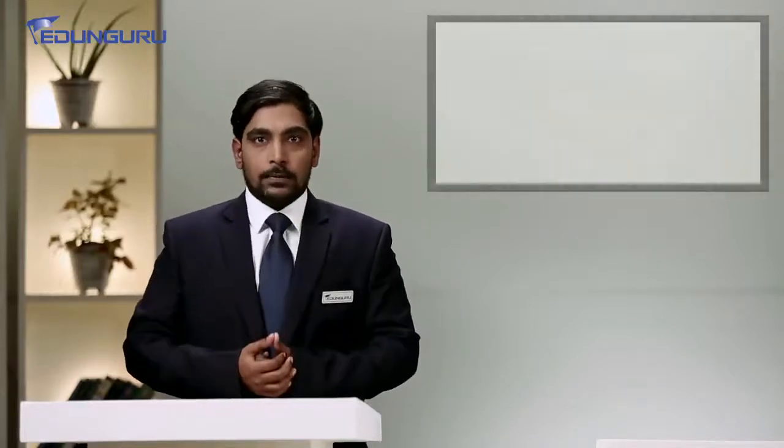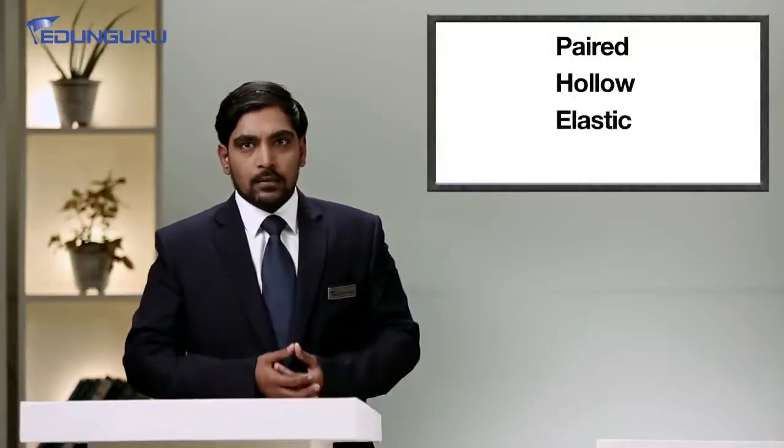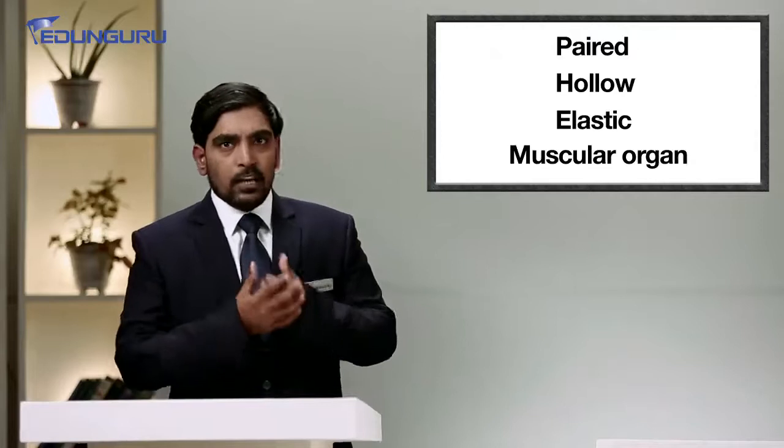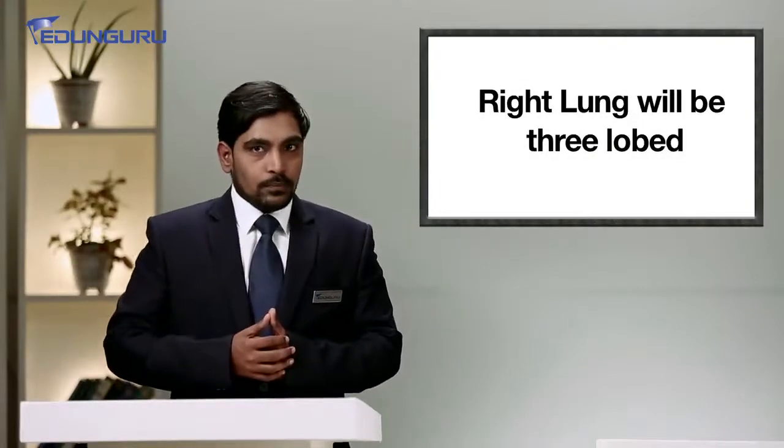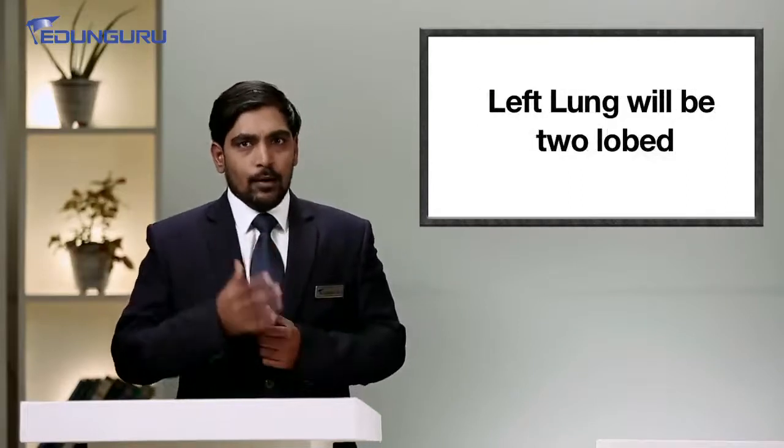When we talk about lungs, we say they are paired. As we all know, we have a right and a left lung. Paired, hollow, elastic, muscular organ, somewhat pinkish in color. The right lung will be 3-lobed and the left lung will be 2-lobed. Any idea why 3 on the right side and 2 on the left side? No? Okay, I tell you. The left side of the body has the most important organ. What is that? Heart. To accommodate it, the left lung becomes a little bit smaller in size so that the heart can be placed.